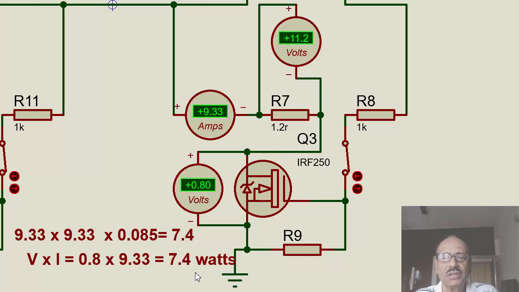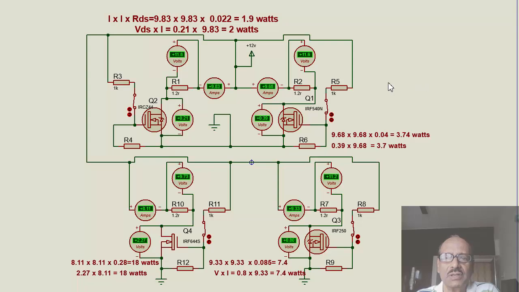So you can see how the losses in the MOSFET increase as the RDS increases. More loss means you need a very big heat sink to dissipate that heat. That is one of the very important parameters we have to observe. Now let's look at all of them in a comparison mode.